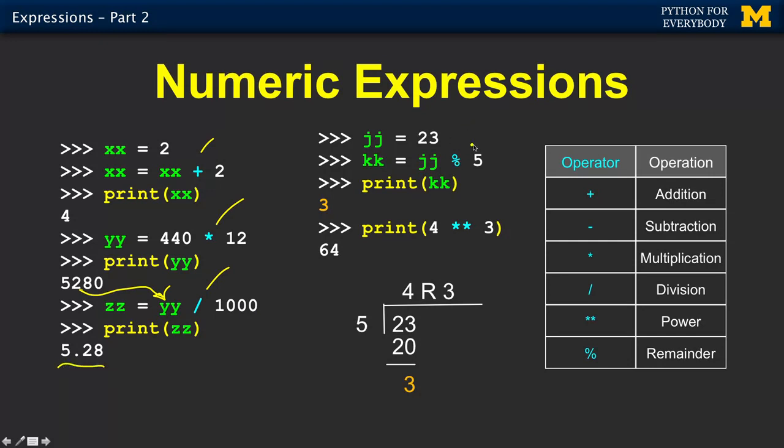But the one that's probably the most interesting is this modulo or remainder operation. And the way the remainder operation works, in particular if this is an integer, is it does the division. So it's almost like a division, j divided by 5, but instead of giving the quotient, this is the quotient, it gives the remainder. So 23 divided by 5 is 4 remainder 3. The 3 is what you get back.